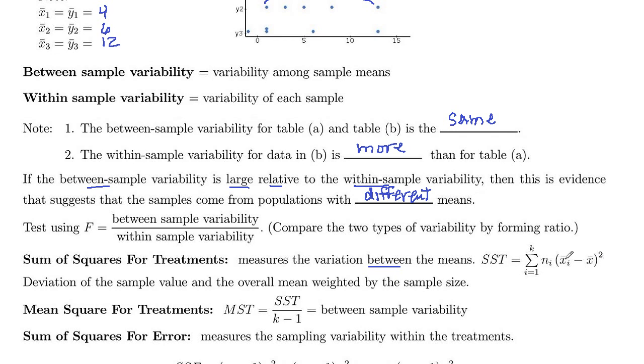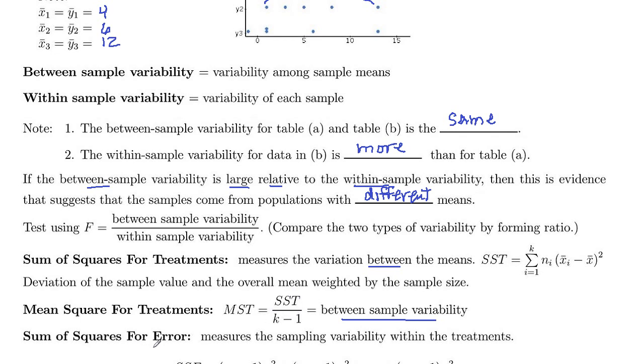And we square it because we don't want any cancellation coming out. So that's deviation of the sample value and the overall mean weighted by the sample size, because we're multiplying by the sample size. And then we define the mean square for treatments, MST is how we'll abbreviate that, to be the sum of squares for treatments, SST, divided by k minus 1. And that is our measure of between sample variability. So this is dividing by k minus 1. K is the number of populations. So this is kind of finding an average of the variation between.